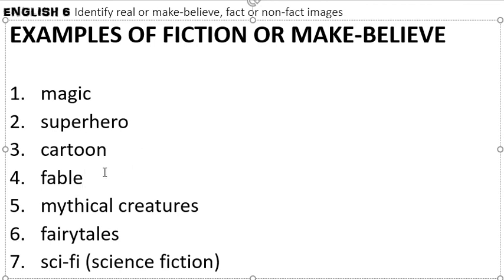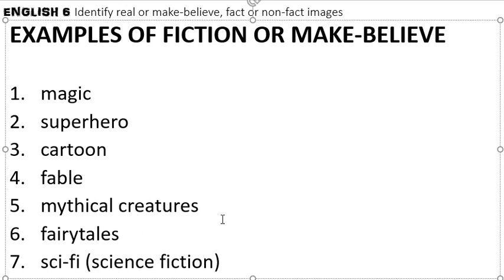Next, fable. This is a story of animals acting as humans. Next, mythical creatures. These are creatures in our mythologies and stories, like in Philippine mythology, the aswang. Those are mythical creatures. Meaning, they cannot be seen in real life. They are part of our imagination and of our culture.